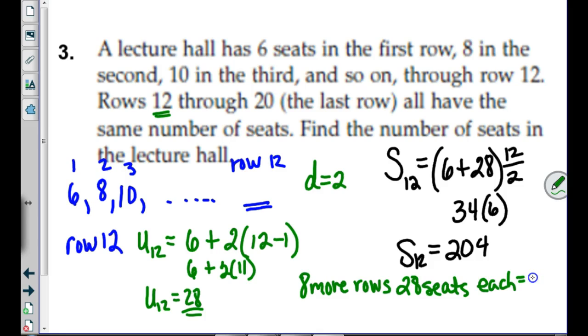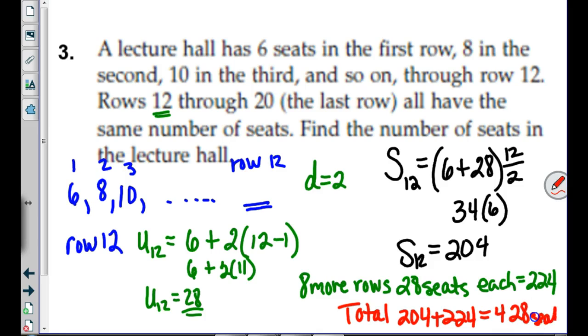8 rows of 28 seats each is 224. So the total is just the 204 in the weird rows plus the 224 in all the same rows. So we got 428 seats. It was a weird question because the back rows didn't keep increasing. Otherwise, it would have been way easier.